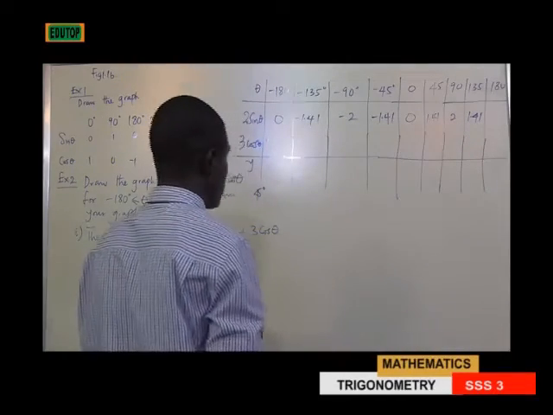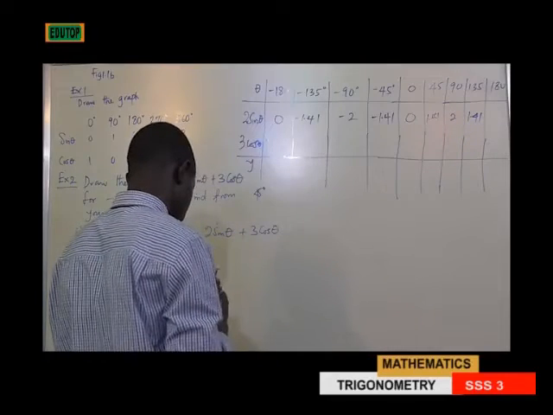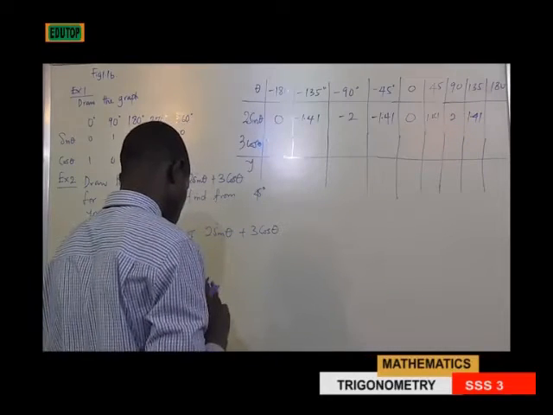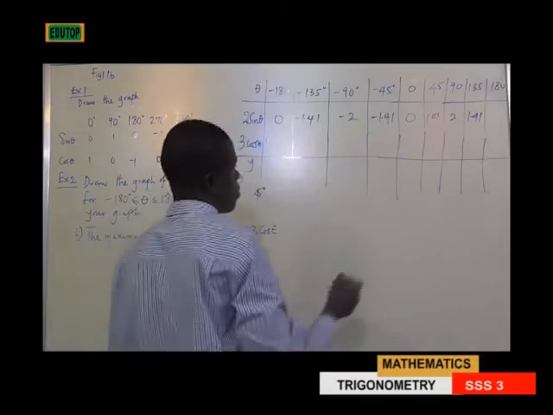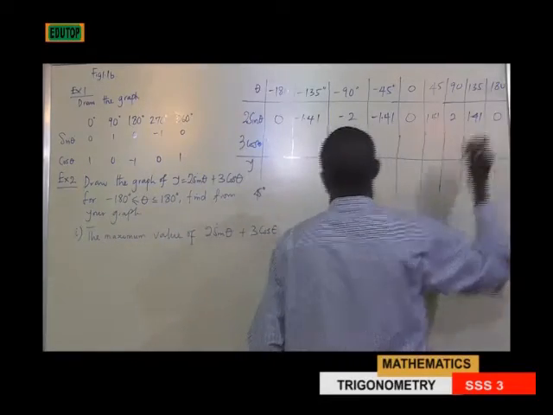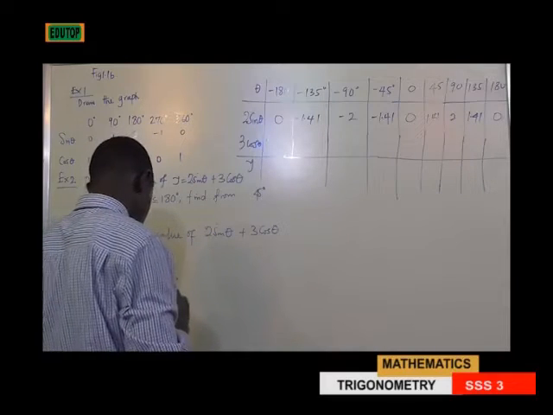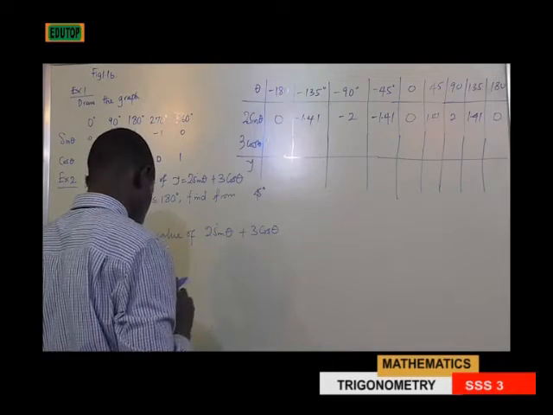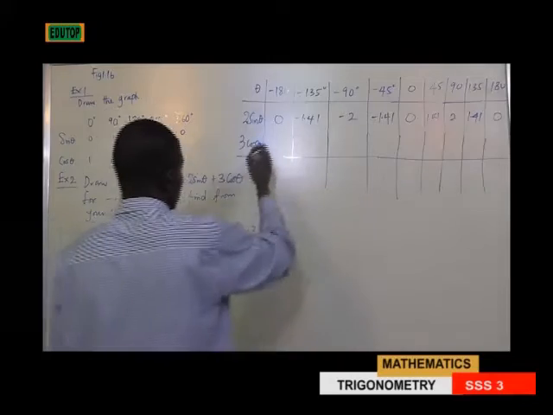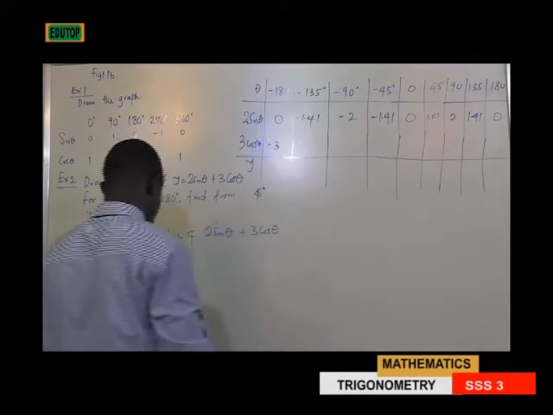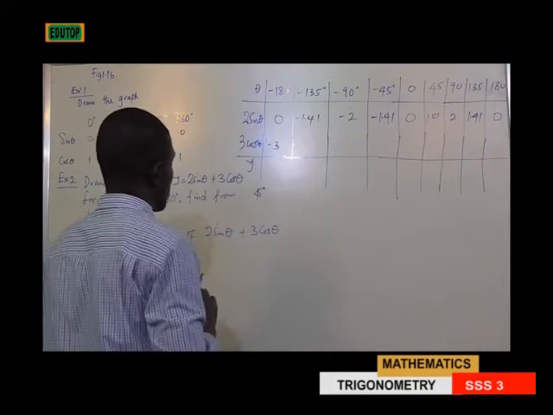And here we have sine 180. That's 0 times 2, 0. So we are through with this. Then we'll do this. Cos minus 180 times 2 and times 3, that's minus 3. We have minus 3.